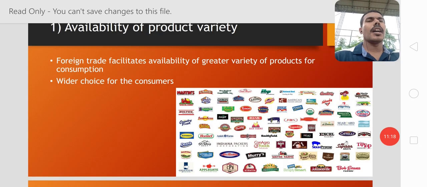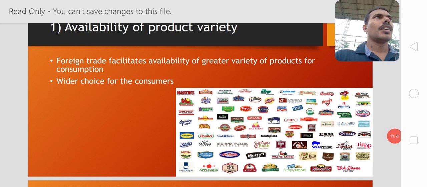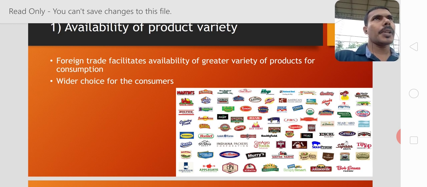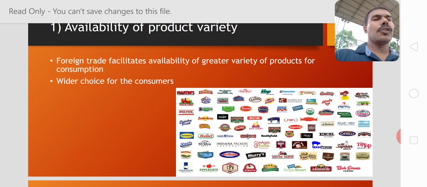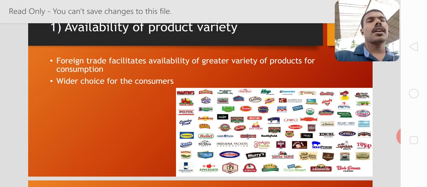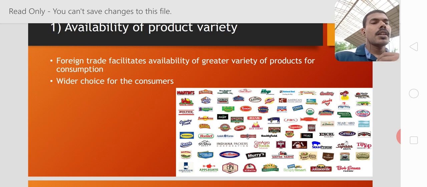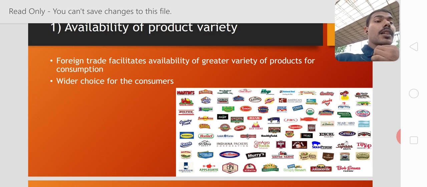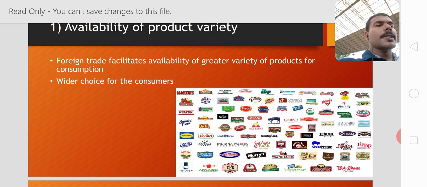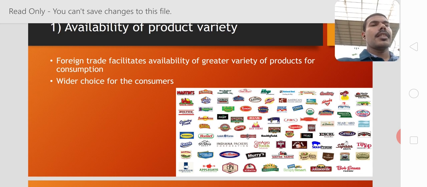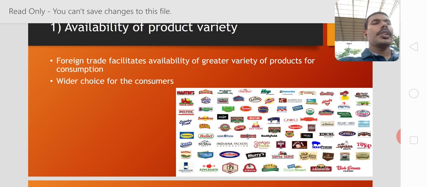So another point is availability of product variety. Only because of international trade, so many branded commodities can be imported, although there is no plant for the company, for the brand in India. We can import the commodity, so the product varieties are available. For example, mobile phones and automobiles, even automobile company and mobile brands are being imported. So this is the kind of benefit that a nation gains from international trade: availability of product variety.